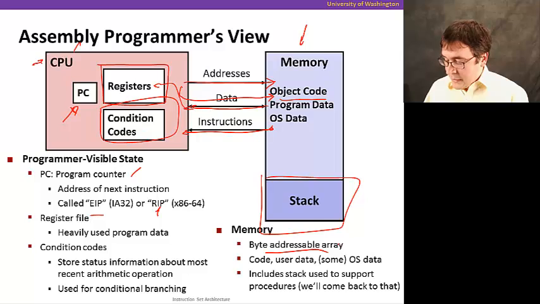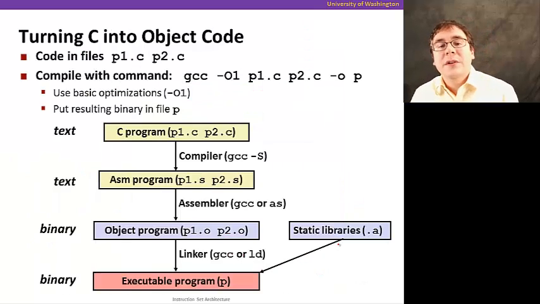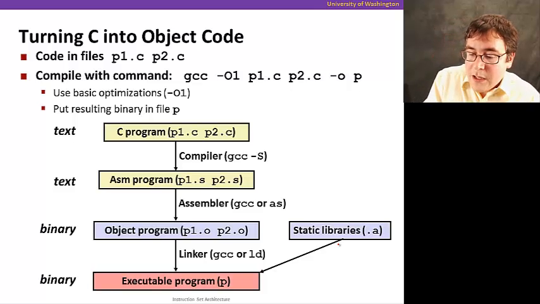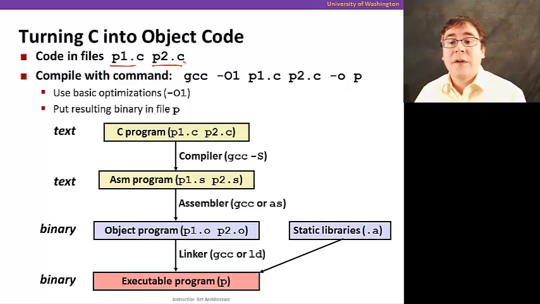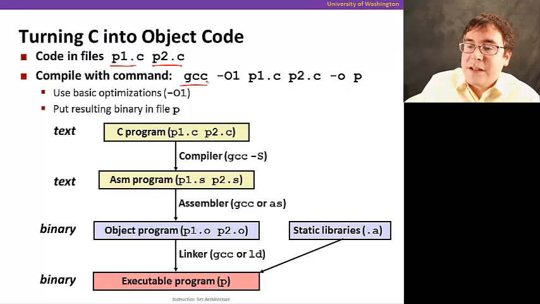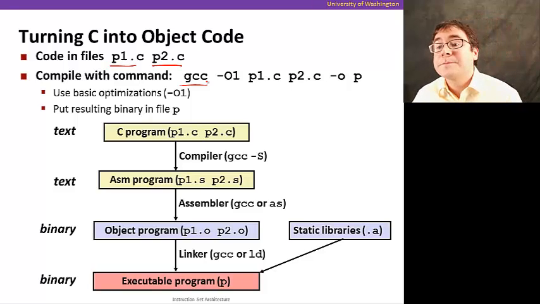So now let's look at how we turn high-level C code into object code, into machine code. So here are the steps. In this example, we have two source code files. These are .c files that hold code or text written in the C language. Now you're going to use a compiler. GCC is just a popular open source compiler that we're going to use in this class, and it's used by a number of people.